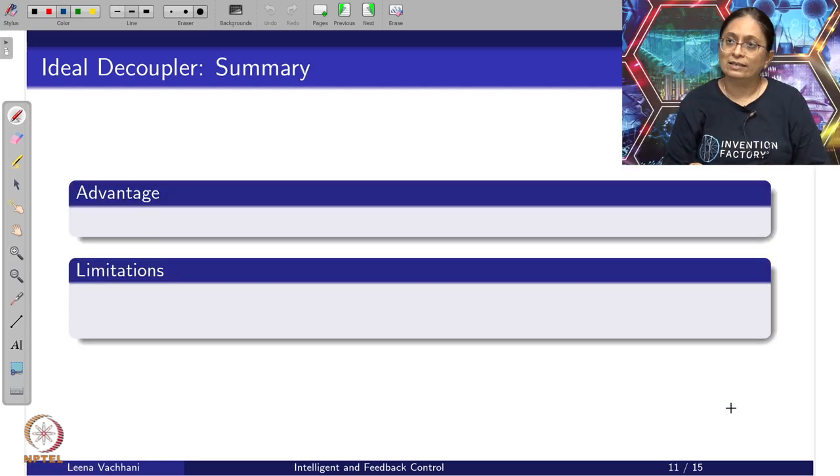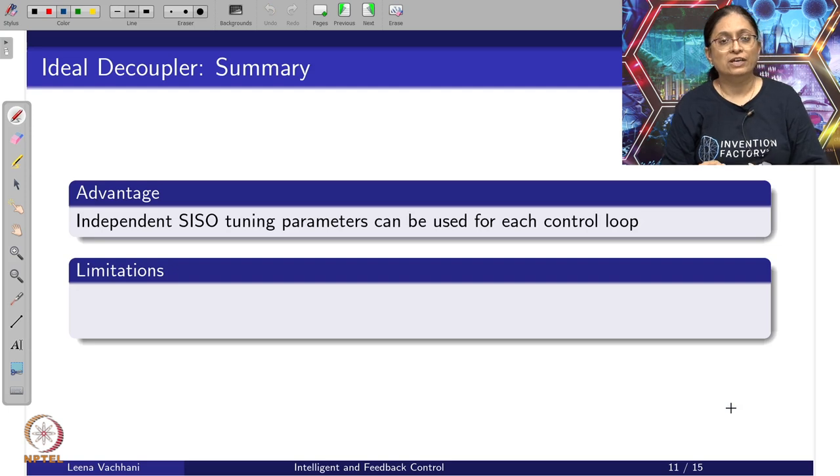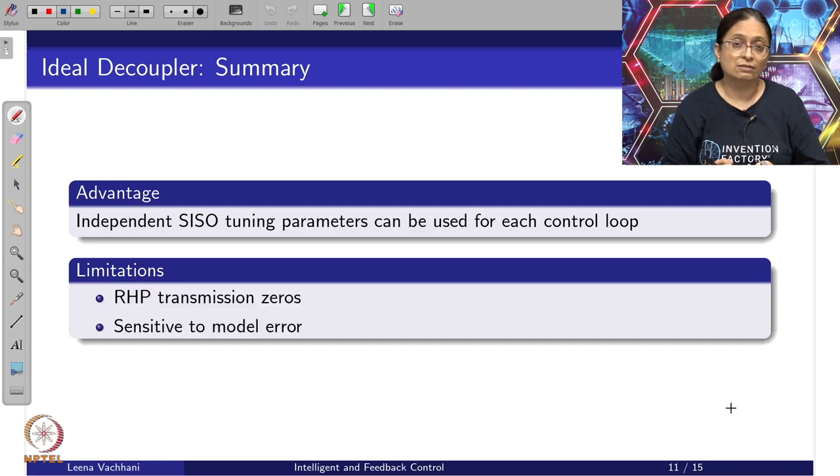What are the advantages and the limitations of this ideal decoupler? We will have independent SISO tuning parameters that can be used for each control loop. At the same time, we have the flexibility of designing what should be G11 and what should be G22 here. But what is the limitation? We just spoke about it: if the transfer function has transmission zeros, then what to do? All right, there are hacks available, similar to the inverse model methods that we had. We can keep the transmission zeros part separate, and we could design for the transmission zeros separately.